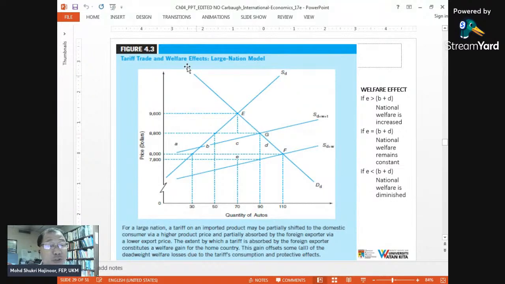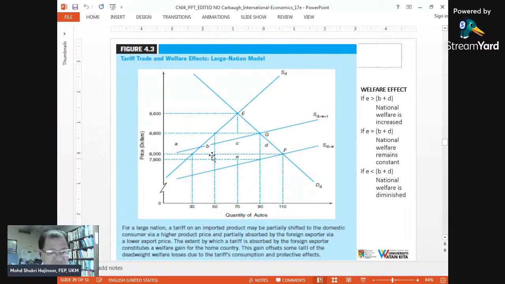So consumer surplus is here now. Consumer has lost A, B, C, D. Welfare effect, we will start discussing. A, B, C, D, no problem. A goes to the producer, no problem, stay with the country. B, again, the ghost vanishes.